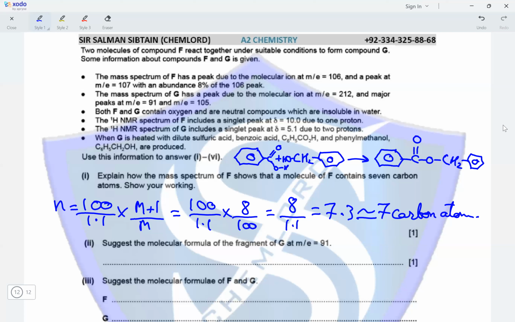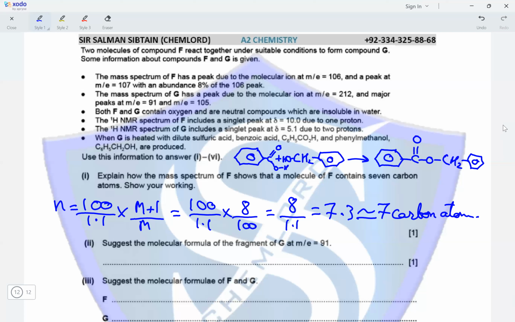Suggest the molecular formula of the fragment of G at m/e 91. So m/e of 91. This would be a benzene ring. A benzene ring has C6H6, so 6 12s are 72. 72 plus 5 should make it 77. So 77 plus 10, 87, 88, 89, 90, 91.